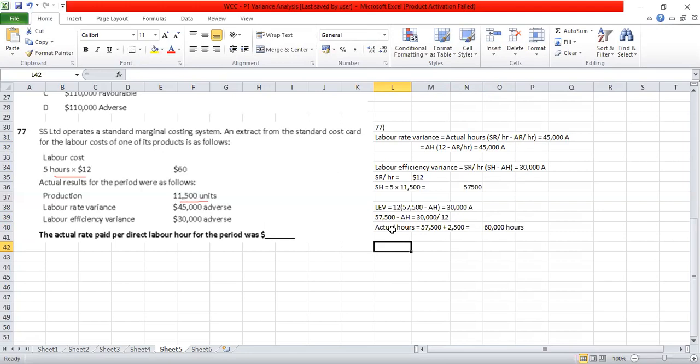Once we know the actual hours, we can substitute in the labor rate variance. We have already partially substituted, but because there were two unknown variables, we couldn't proceed further. Now that we know the actual hours, substituting them in that equation, we can find out the actual rate per hour. Now actual hours are 60,000.